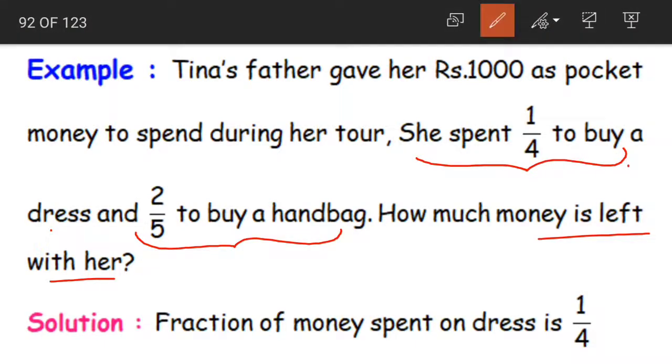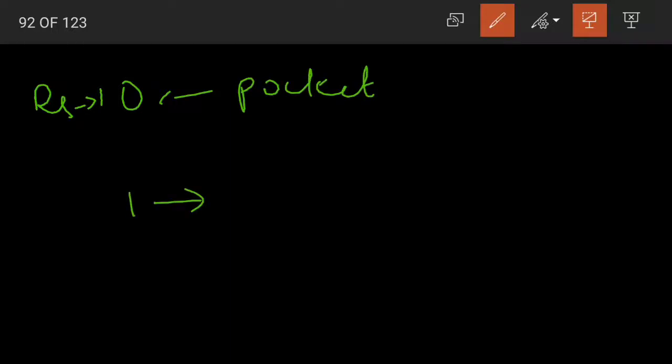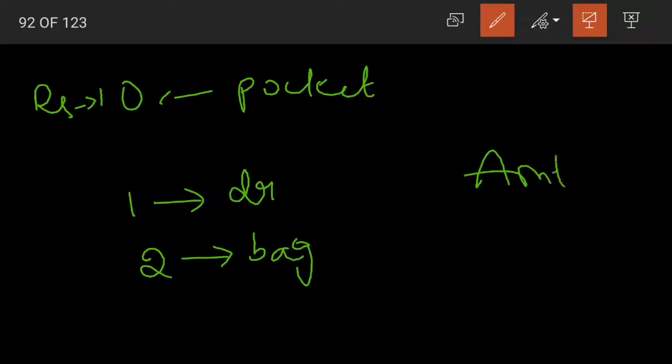See children, suppose if we say that Tina has got 10 rupees as her pocket money. Okay, and from this 10 rupees she has spent 1 rupee to buy a dress and then she has spent 2 rupees to buy a bag. Suppose, okay, I know that she cannot buy a dress and a bag for 1 or 2 rupees, but for example if we consider like this, now what will be the amount left with Tina after spending?